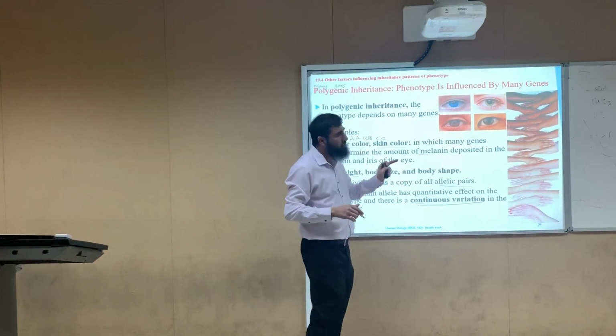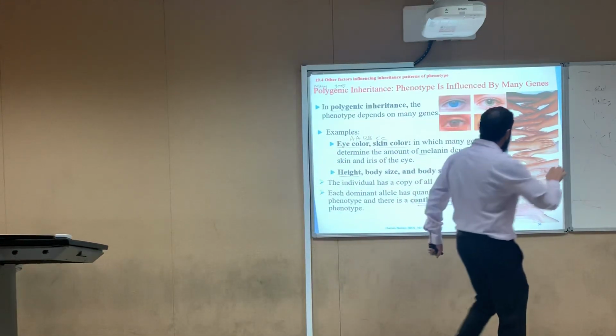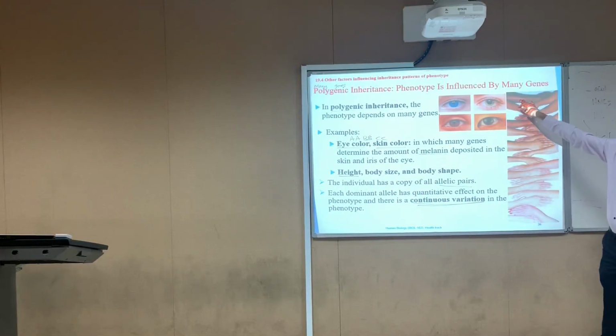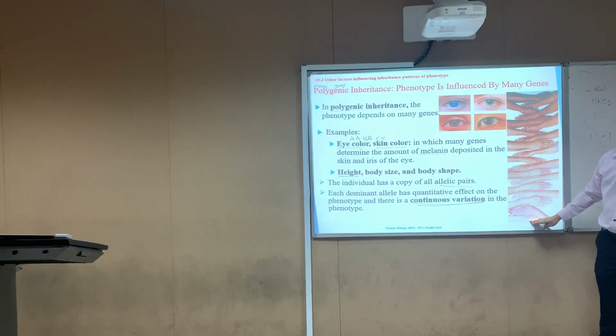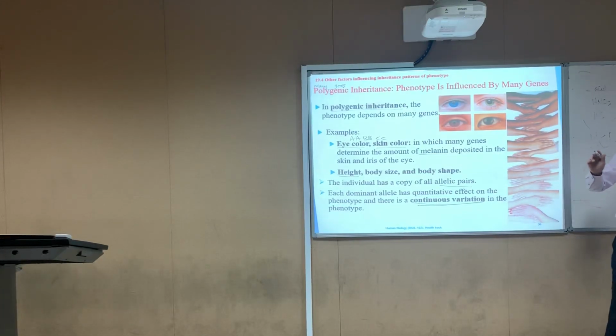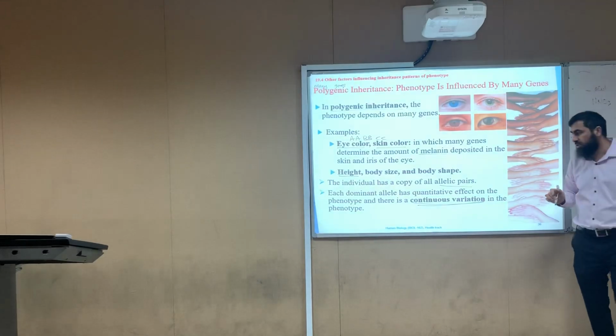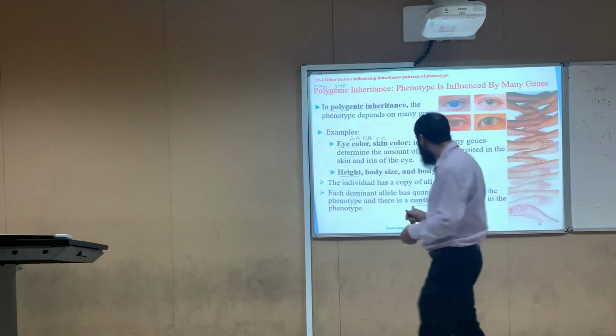What we see is that the extreme dark color is homozygous, and the pale color is also homozygous. But when you cross these two, you don't get dark color or pale color. You get something in between, in the middle. So the heterozygous shows incomplete dominance. Remember, a mixture of the two.